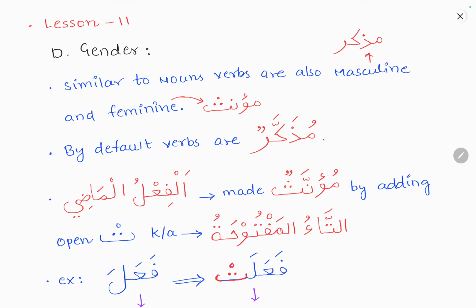Similar to nouns, verbs also have gender. That is, the gender is masculine and feminine. The masculine gender is known as muzakkar and the feminine gender is known as muannas. By default, the verbs are in the muzakkar state.